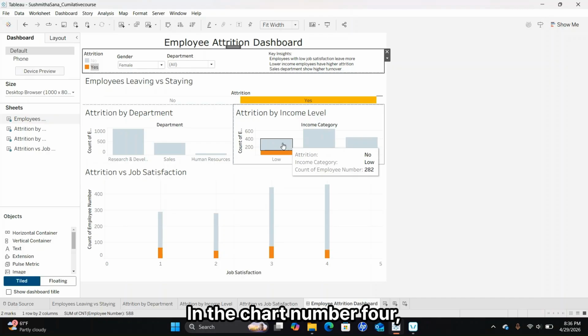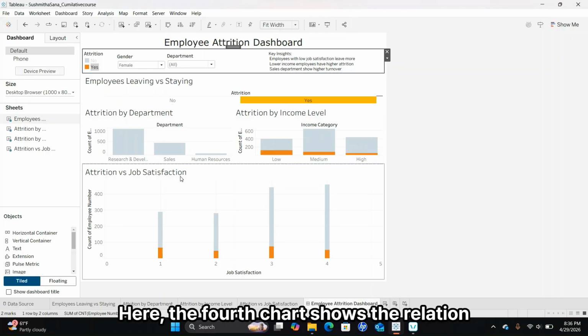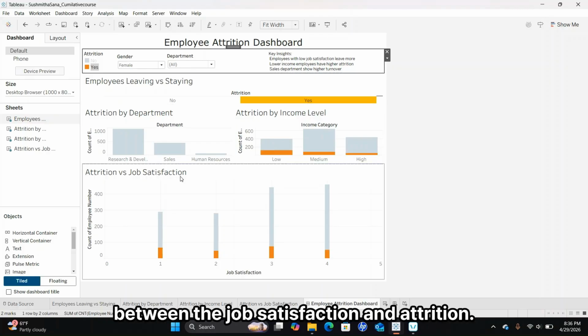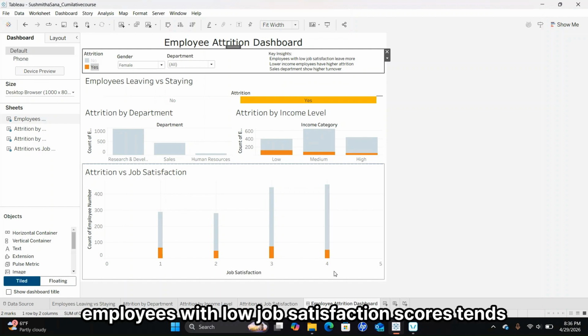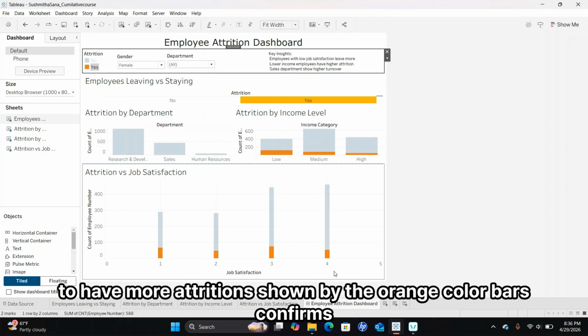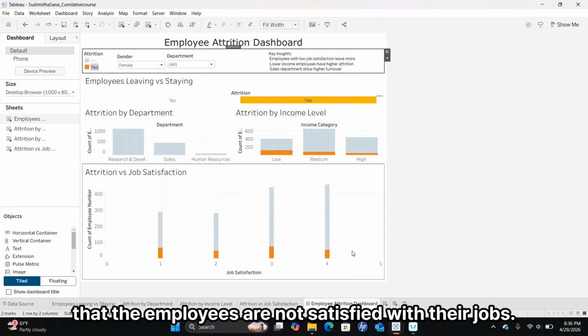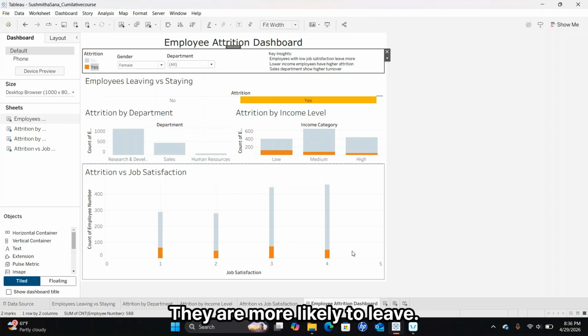And chart number four, attrition versus job satisfaction. Here, the fourth chart shows the relation between job satisfaction and attrition. Job satisfaction is rated from 1 to 5. Looking at the chart, employees with low job satisfaction scores tend to have more attrition, shown by the orange bars. This confirms that employees who are not satisfied with their jobs are more likely to leave.